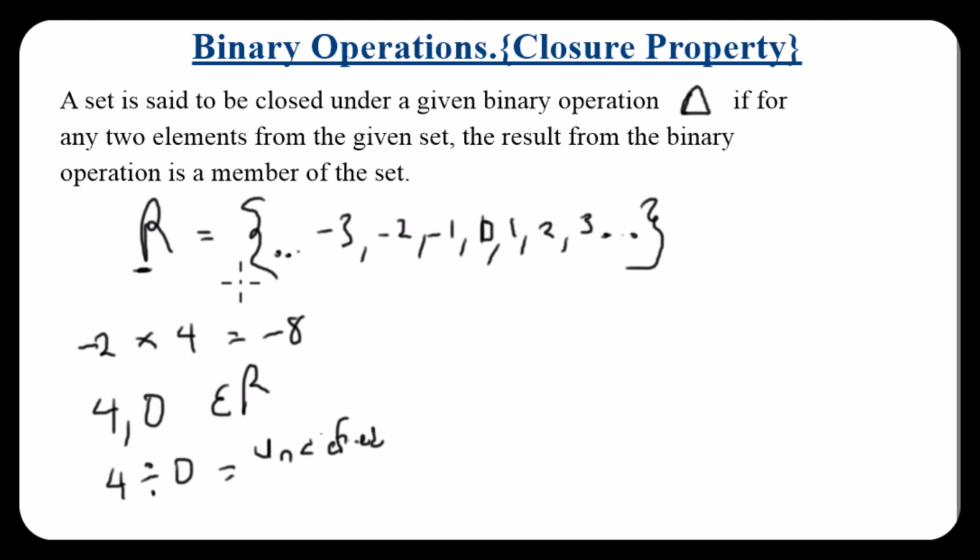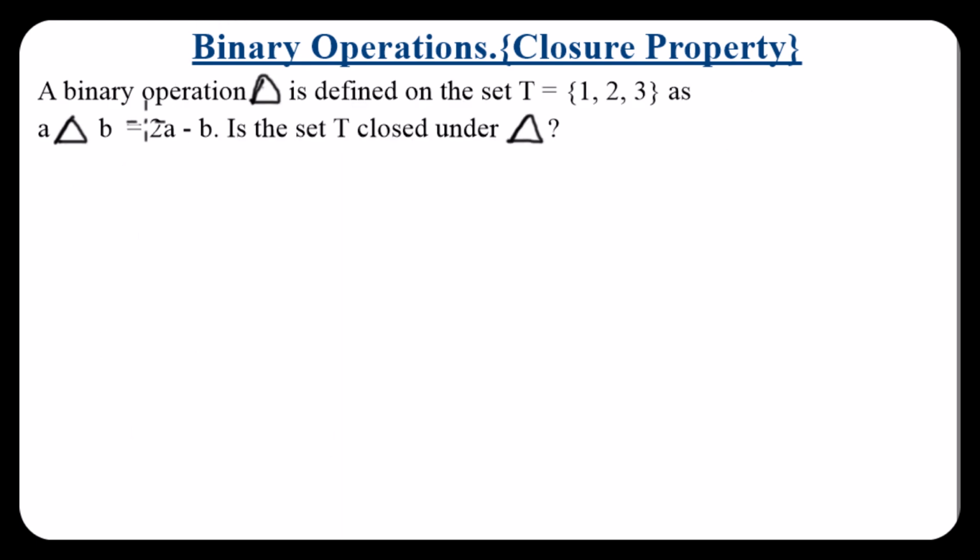Okay, so let's look at more examples, a much more refined example. Let's try and write that on the screen. We are told that a binary operation delta is defined on the set T equal to {1, 2, 3} as A delta B equal to 2A minus B. Is the set T closed under the operation delta?